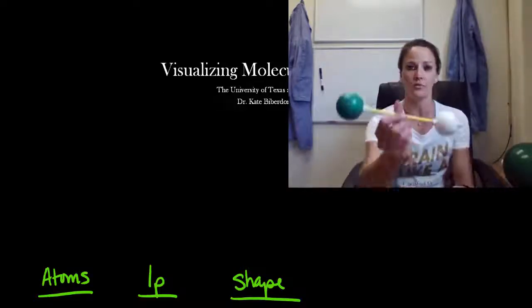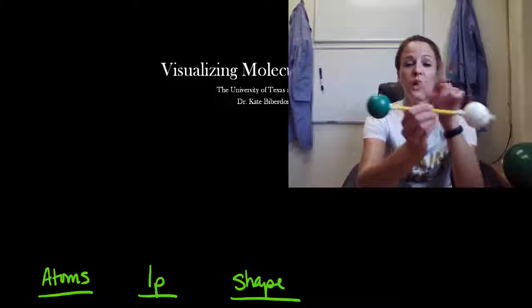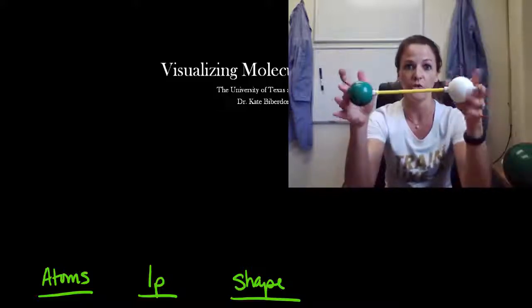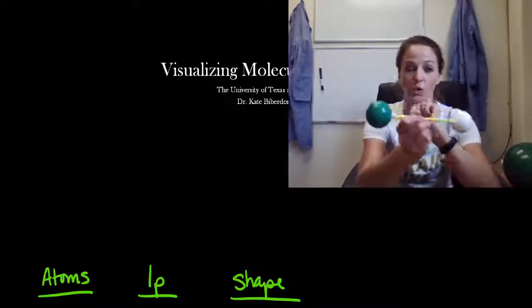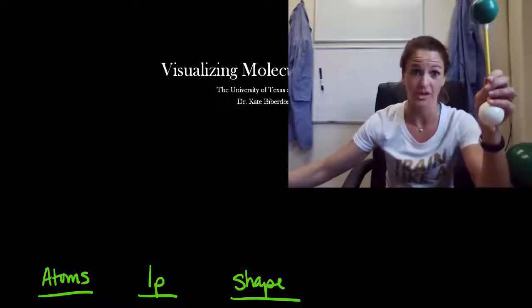So we're going to start off with the simplest form. This is when you have just two atoms. The only way you can connect two atoms is in a linear model. That's the only way. It's with one bond. Two atoms is always going to be linear. Now let's move on to more complicated shapes.